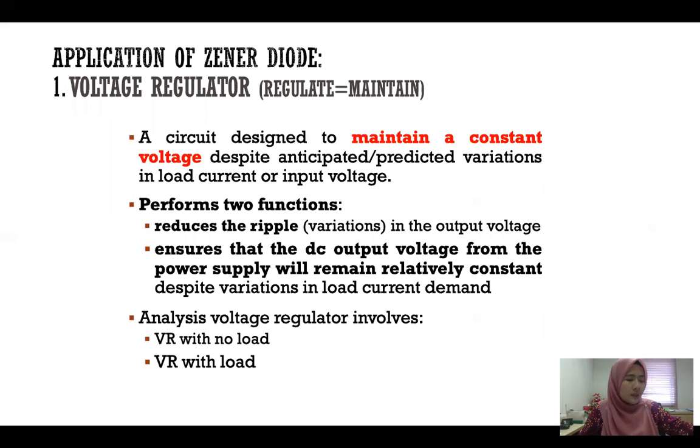So now let's look at the application of Zener diode. So where this Zener diode actually used. So one of the application of Zener diode is act as a voltage regulator. Okay, so what is the function of voltage regulator? Is to maintain the voltage. Okay, so regulate means maintain. So the function of a voltage regulator is to maintain the voltage. So voltage regulator is designed to maintain a constant voltage despite predicted variations in load current or input voltage.